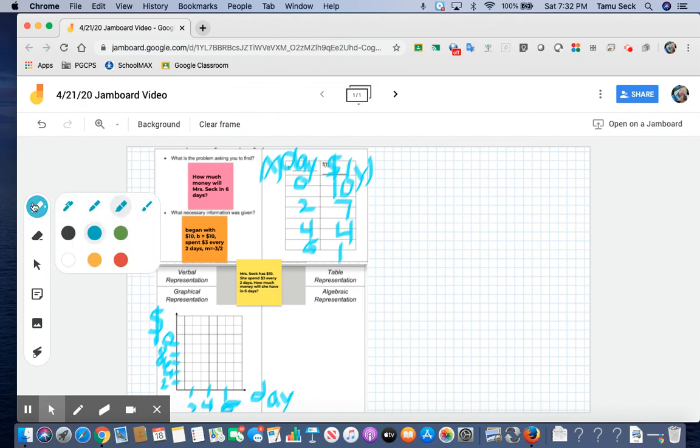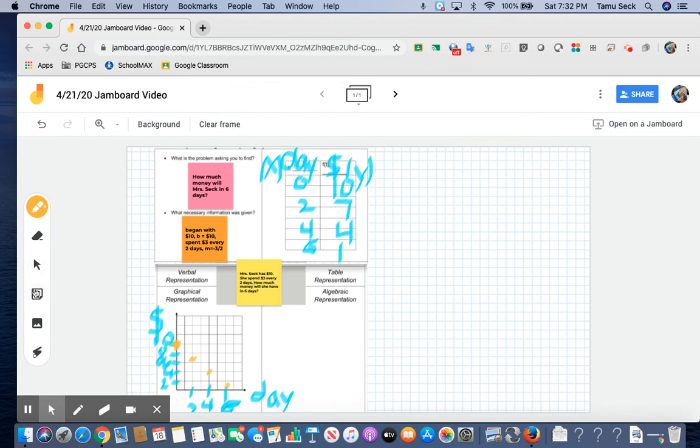And then I'm going to change my colors for my points. So on day 0, I have $10. And on day 2, I have $7. And on day 4, I have $4. And on day 6, I have $1.